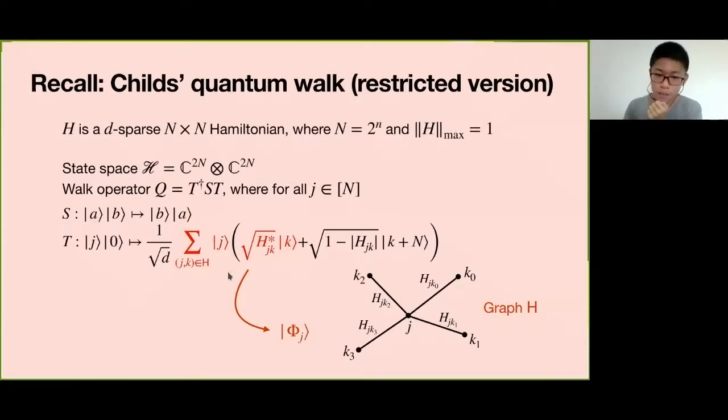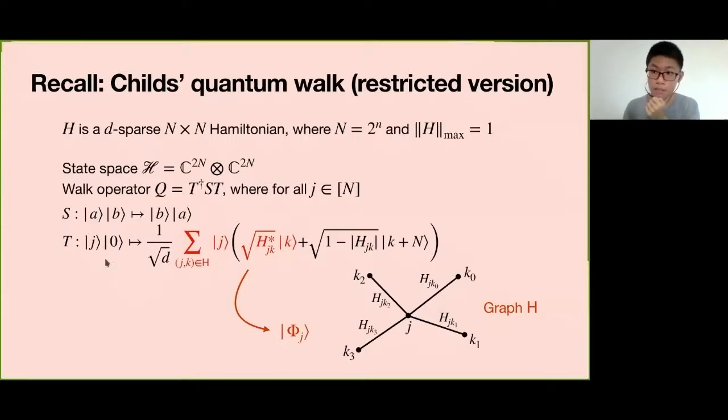So here, as you can see, it is actually a superposition of all the outer edges from J to K, with the weight being the square root of the complex conjugate on this edge. So this is an analog of the classical random walk. That's denoted as phi j.